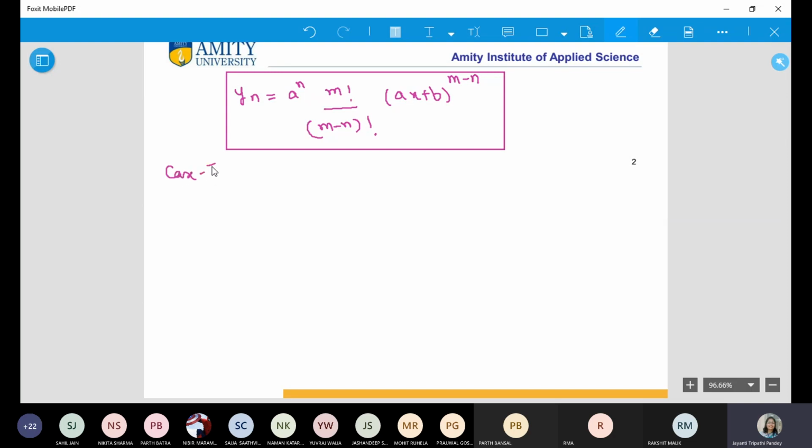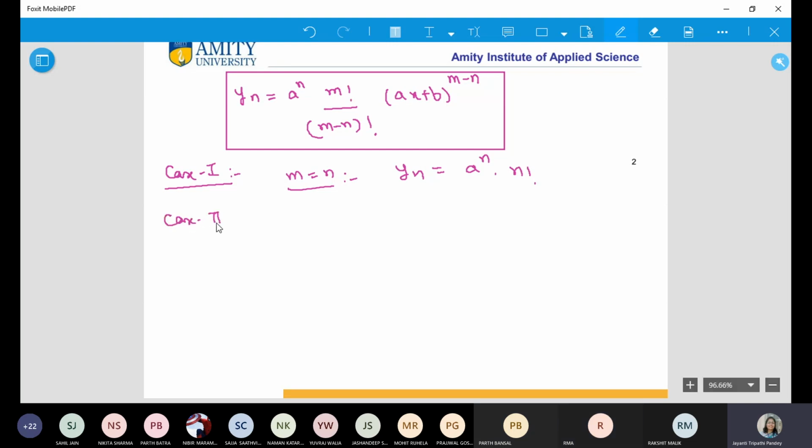Case 1. If your m is equal to n, then what will be your yn? a to the power n times factorial n. That's all. Is it okay or not? If your m is equal to n, then yn will be a^n into factorial n. Accepted or not? Yes, ma'am.